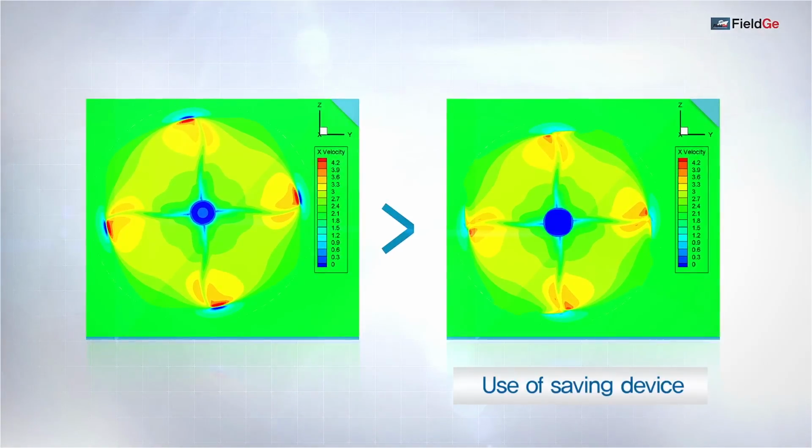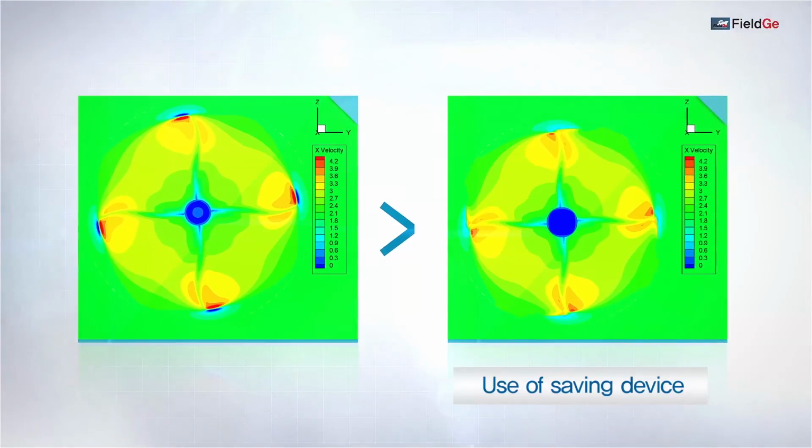Another way of energy saving is reducing energy losses due to tip vortex.